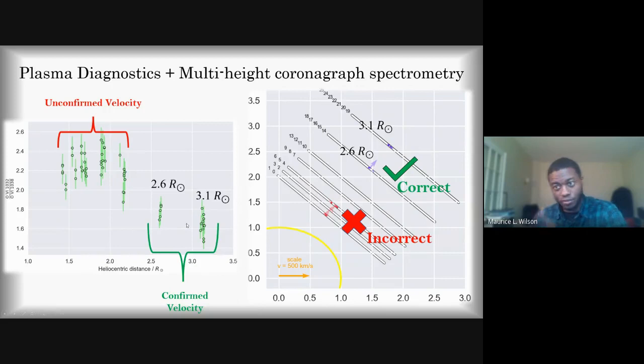But at the lower heights, my calculations were different than what the atomic models were suggesting. At the higher intensity ratios, it should be moving very slowly, about 50 kilometers per second. But my calculations were saying 100 kilometers per second. So about a factor of two difference, that discrepancy.